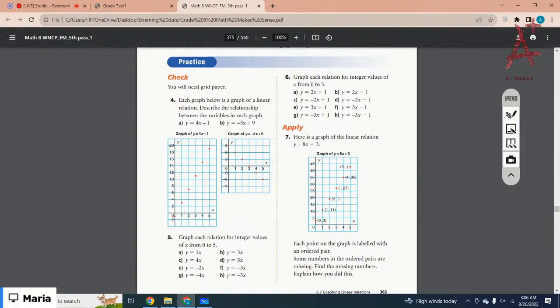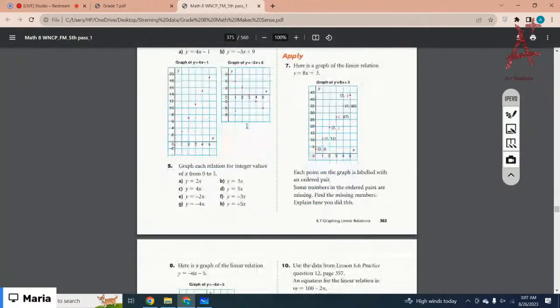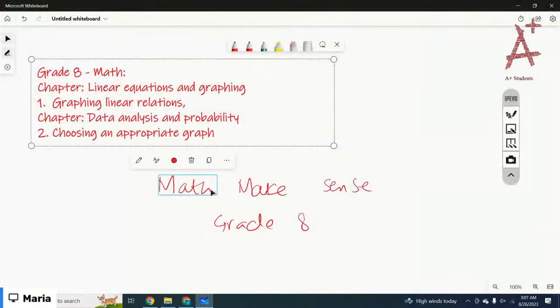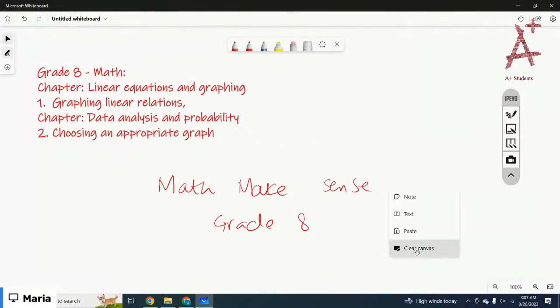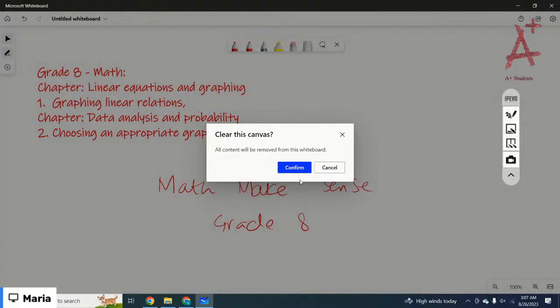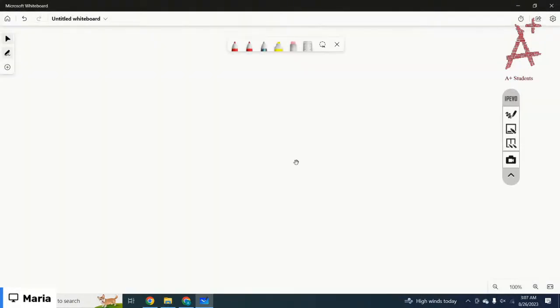The next one is graph each relation for integer values of x from 0 to 5. Okay, you have to make a graph for y equals 2x. You have to find the values for x from 0 to 5, right? Okay, y equals 2x. Let's just start with question number 5. Y equals 2x. Just look, values of x are between 0 and 5.